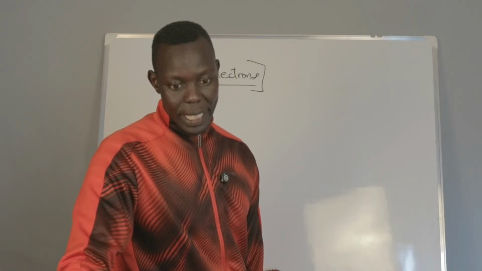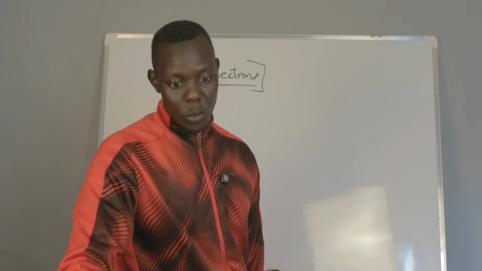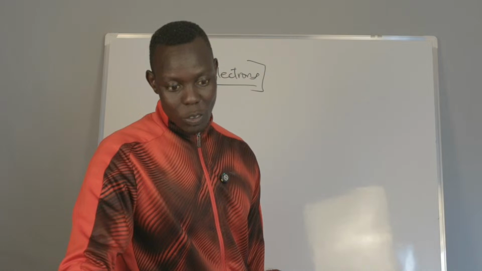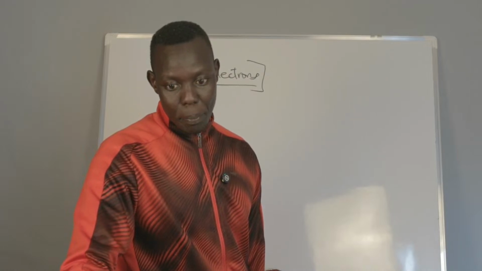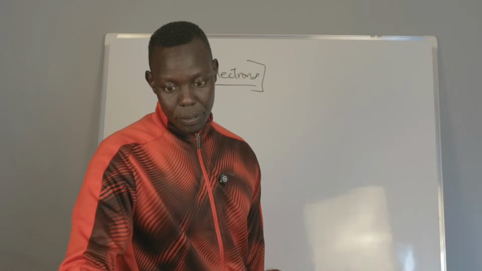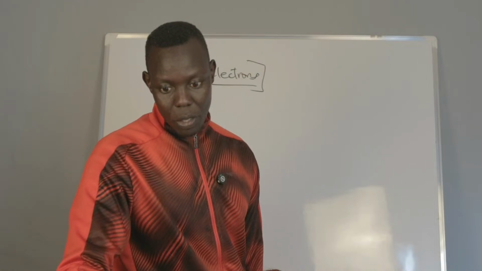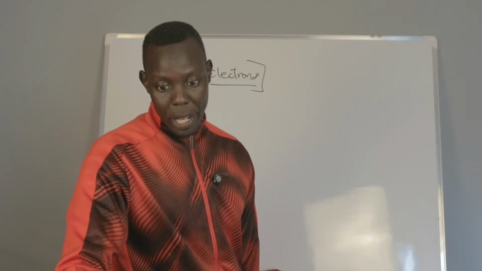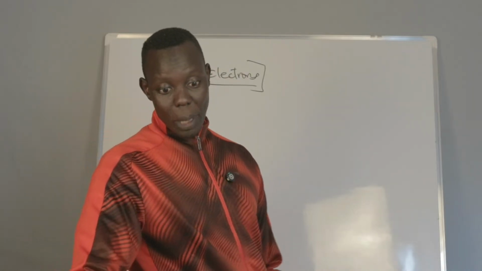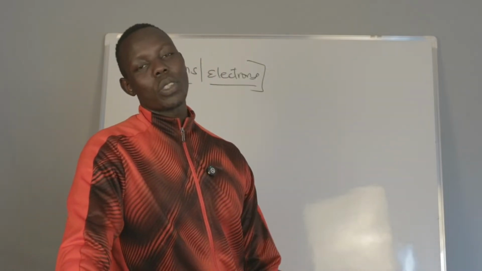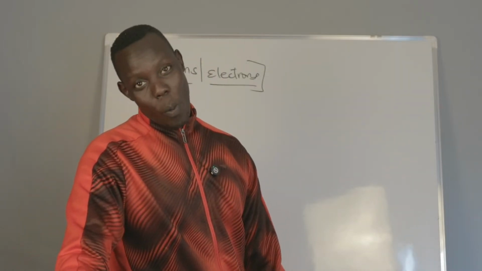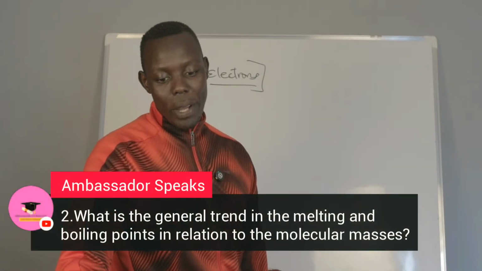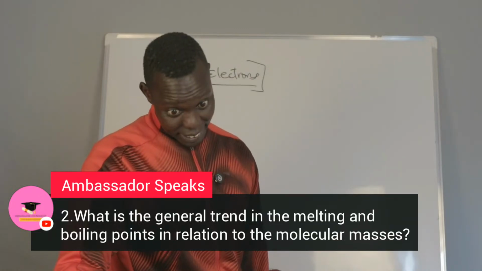What is the general trend in the melting and boiling point in relation to molecular masses? What is the trend? As the mass increases, what happens to the melting point and boiling point. I'm pasting another one there. So the question is, what is the general trend in the melting and boiling points in relation to the molecular masses? In short is, what happens when you increase the molecular mass of a substance like sugar, iodine? Does the boiling and melting point increase? Yes, that's the question.